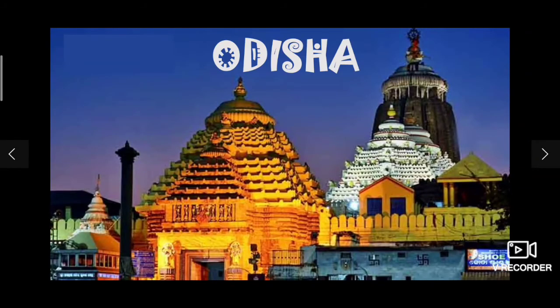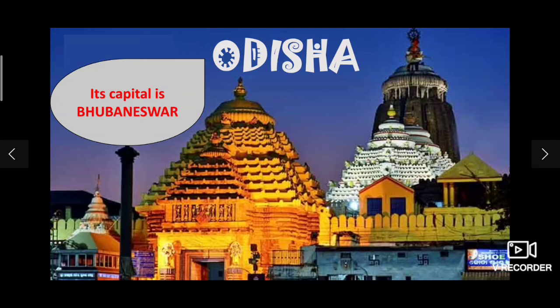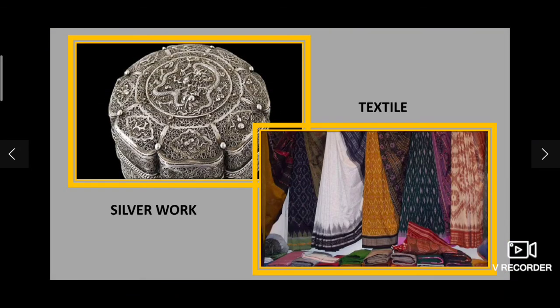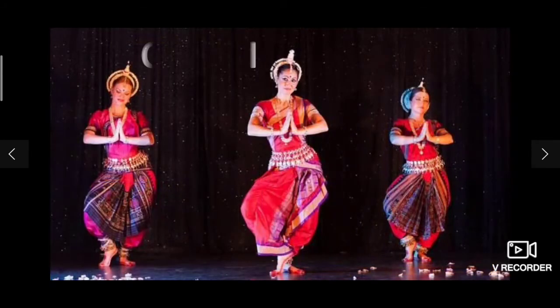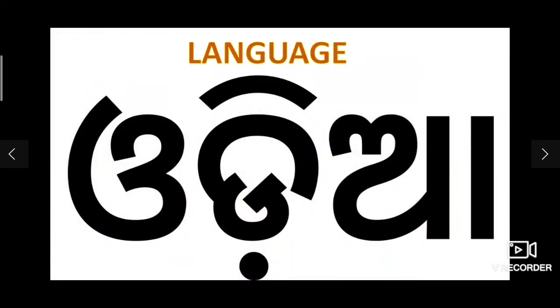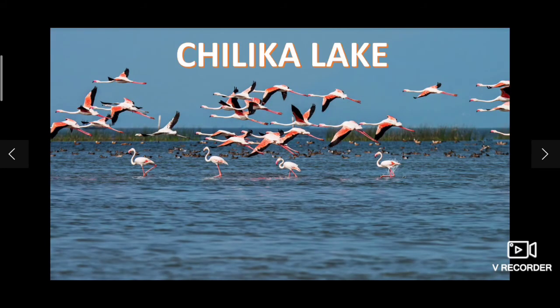Odisha. Its capital is Bhubaneswar. Silver work and textile are in great demand. Odissi is a very popular dance form of Odisha. Odia is the official and most widely spoken language. The Chilka Lake, with its bird sanctuary, is the famous tourist attraction.